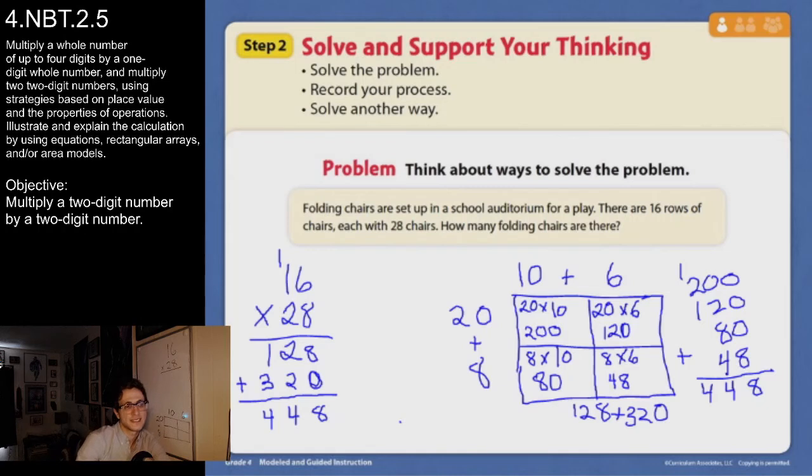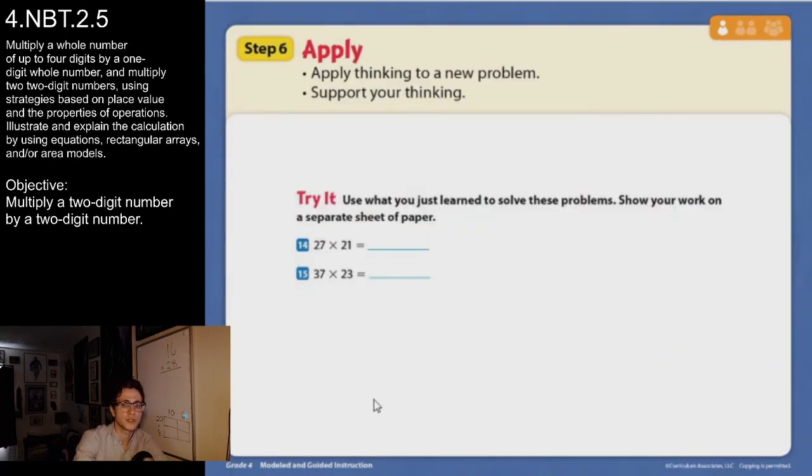So taking what you've learned, whether it be the area model or this form of equation, I want you to go ahead and try a couple problems on your own. You're going to use what you've learned to solve these problems, showing your work on a separate piece of paper. Once you've completed the work, I'd like you to take a picture of it and post that picture, upload it in a reply to the discussion that I'm going to start on our Teams page.